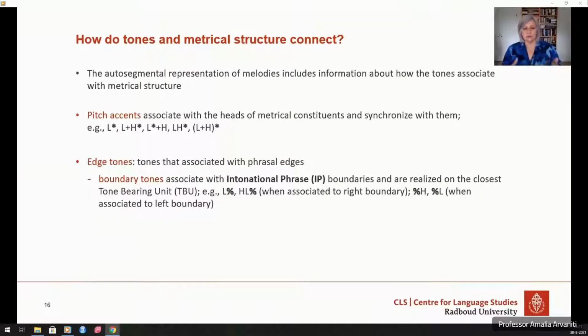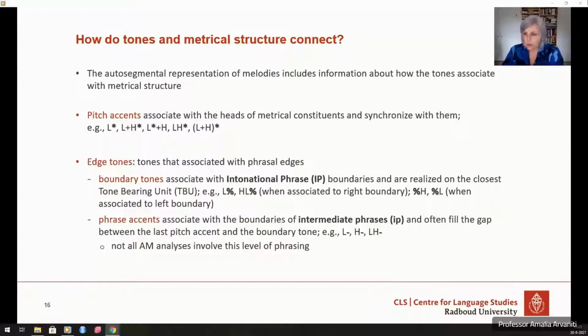So if your utterance ends in a vowel, that's your last tone-bearing unit, and you'd expect that if the utterance has a high boundary tone associated with the right edge of the intonational phrase, that vowel is going to be high. Okay? We always have boundary tones on the right edge, sometimes on the left edge as well.